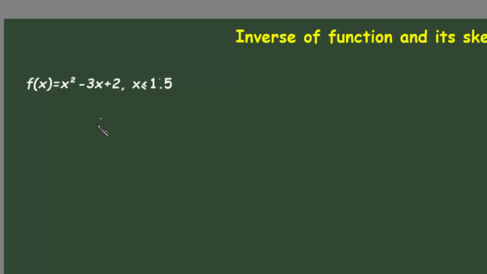In this video, we want to find the inverse of the function f of x equals x to the power 2 minus 3x plus 2, with x less than or equal to 1.5. First of all, we want to rename the output f of x as y. Means that we will have y equals x to the power 2 minus 3x plus 2.